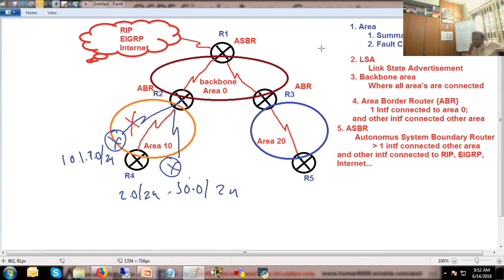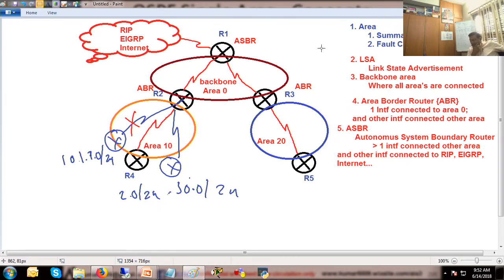Design mistake. See, there are three things: one is design issue, implementation issue, protocol issue. So if the design itself is wrong, then implementation and other things will not happen. This is basically to understand the design: how you design an OSPF network.